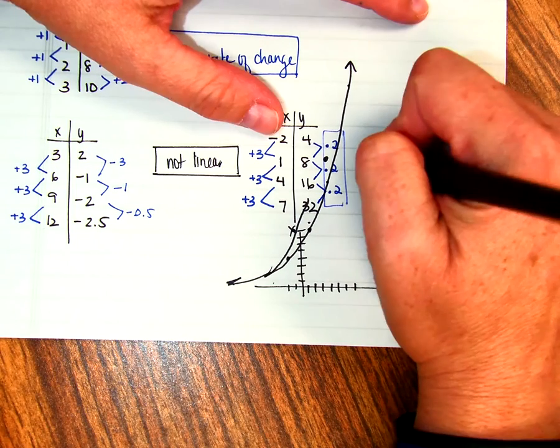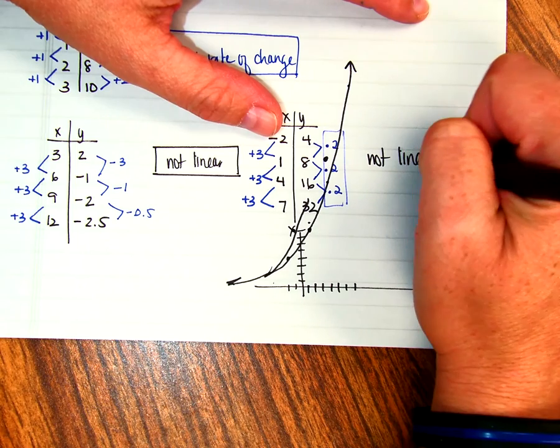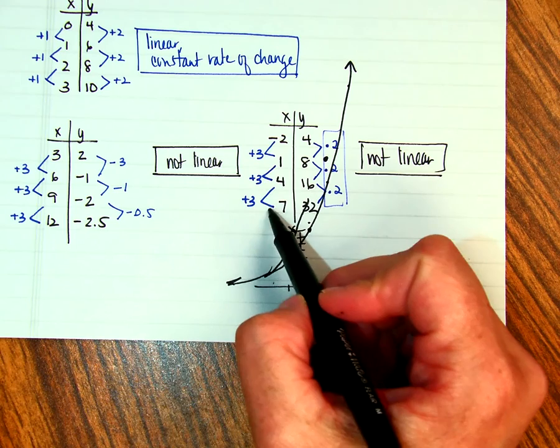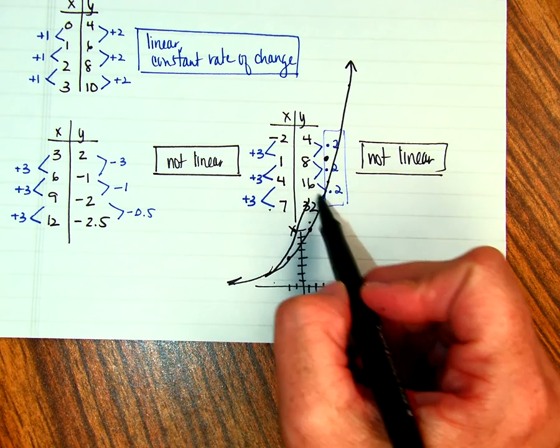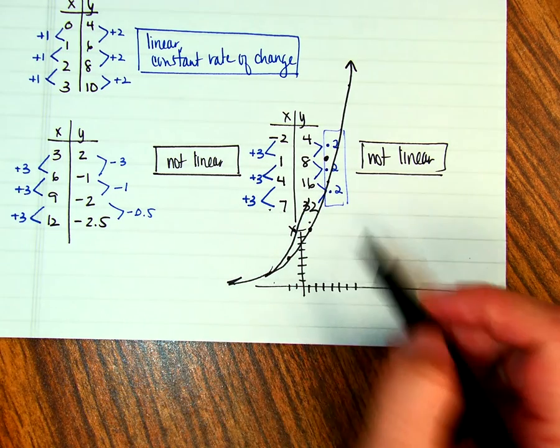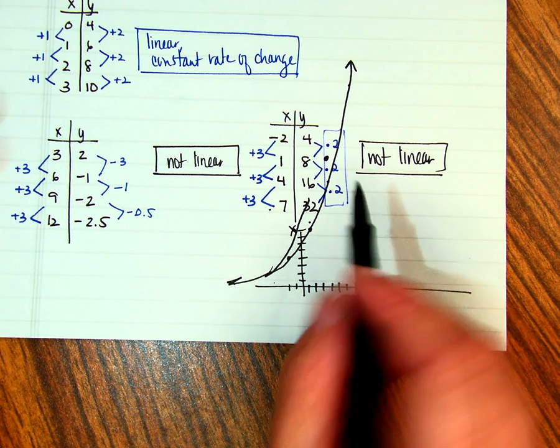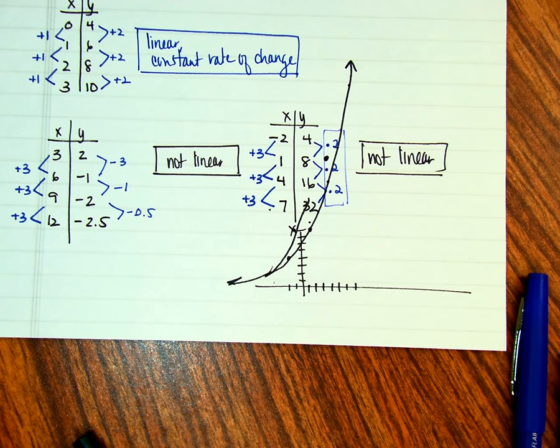So again, this is not linear. So when you're talking about linear, we are looking at either adding a constant number or subtracting a constant number, not multiplying. That's when you start getting into your exponential functions.